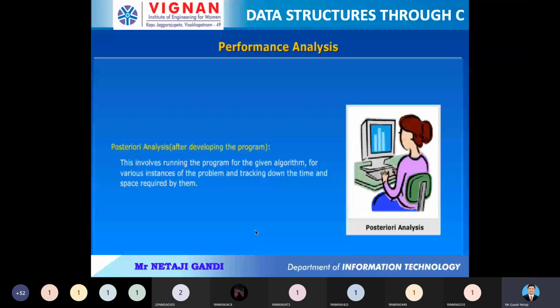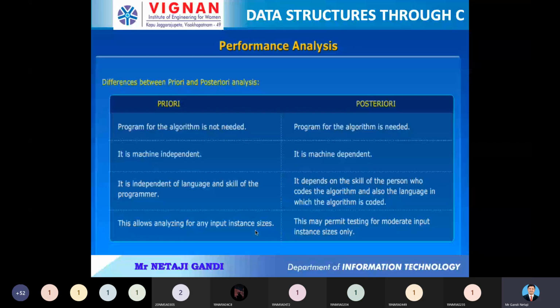Priori analysis is the analysis before you implement, before you run the project, before you write the program. Whatever algorithm you write is called a priori analysis. Posterior means after writing the program and after the execution of the program. Whatever the output, the speed, and how much memory is required after the program execution, the posterior analysis can be taken. Some algorithm analysis is required before writing the program; that is called priori.